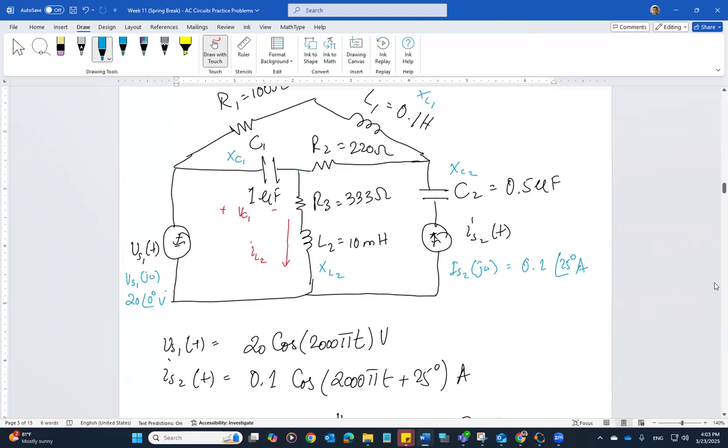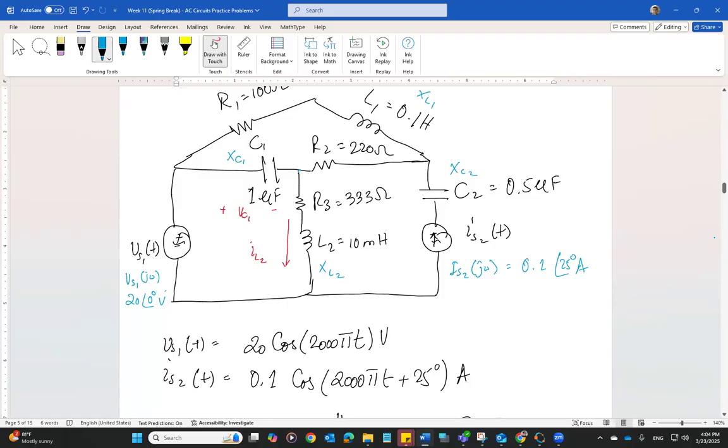You can apply, again, the easiest method. We have to apply the easiest method. You can apply either KVL and mesh analysis, or you can apply KCL and nodal analysis. Now, which one is going to give you less number of equations?